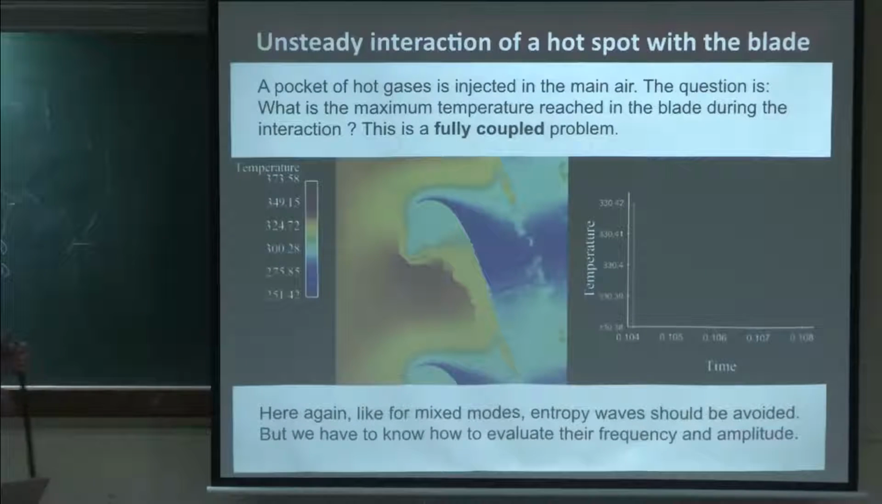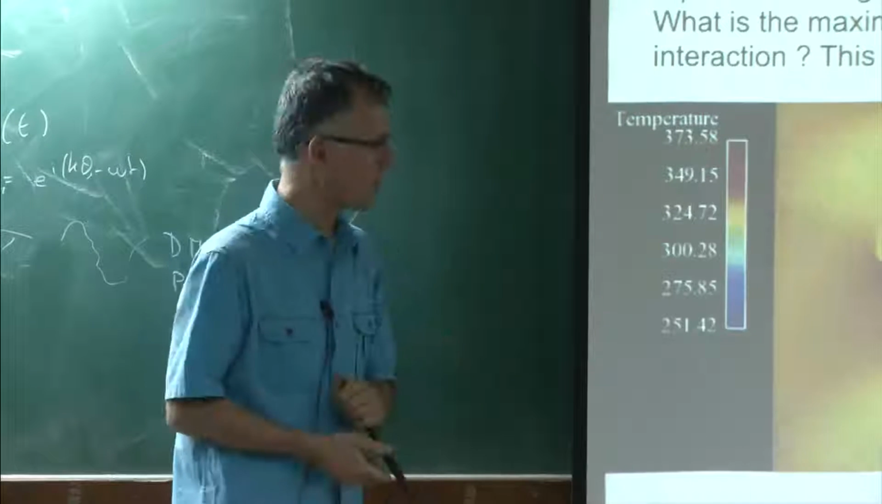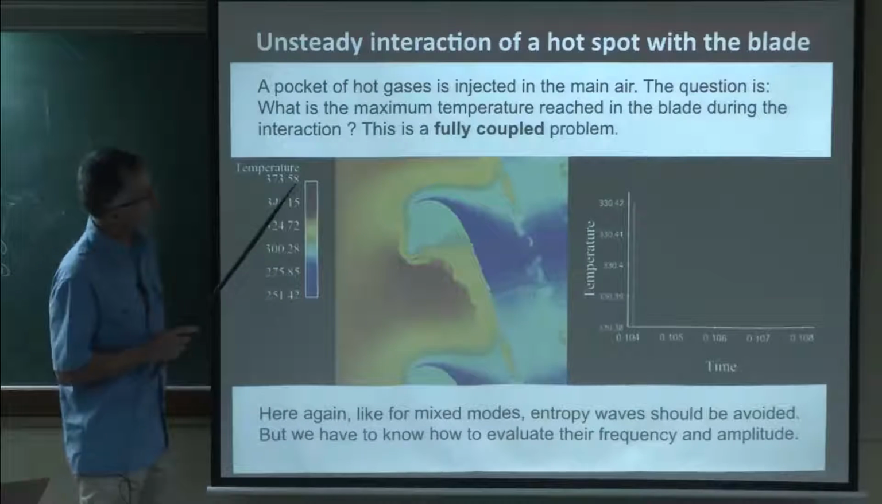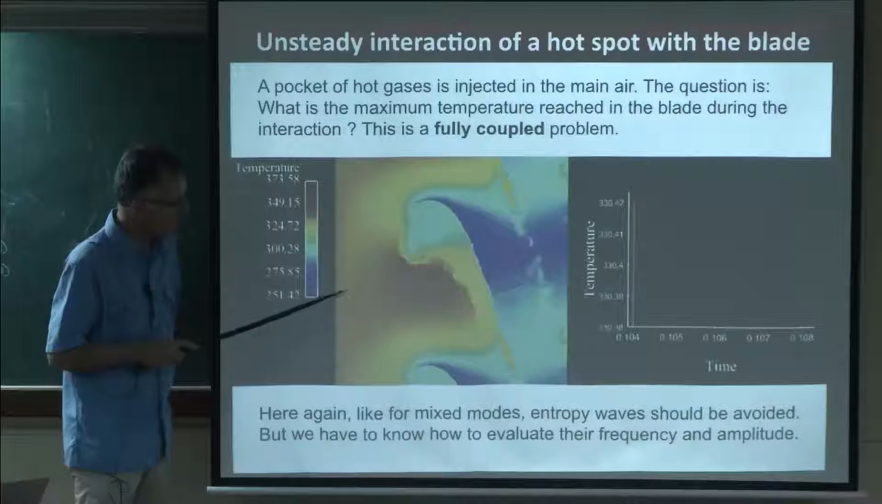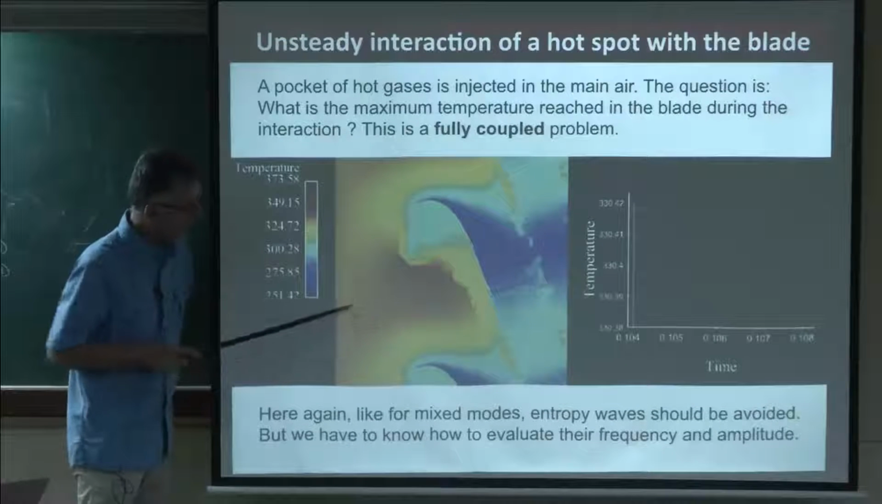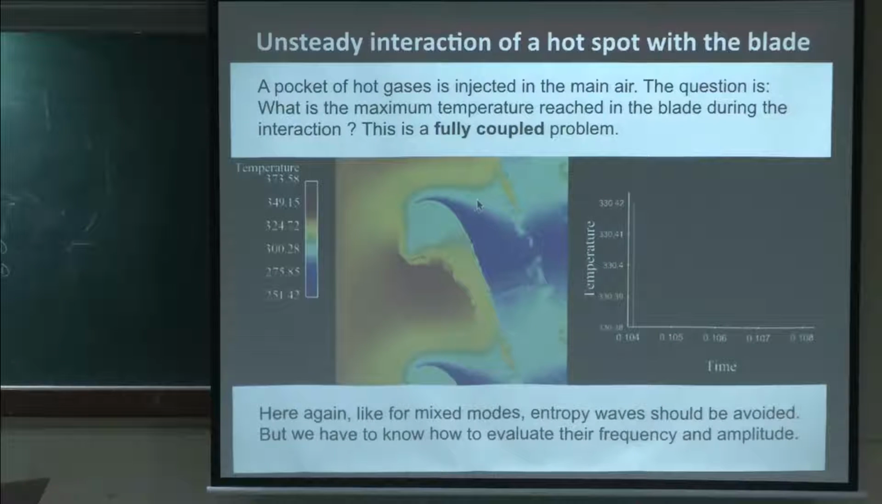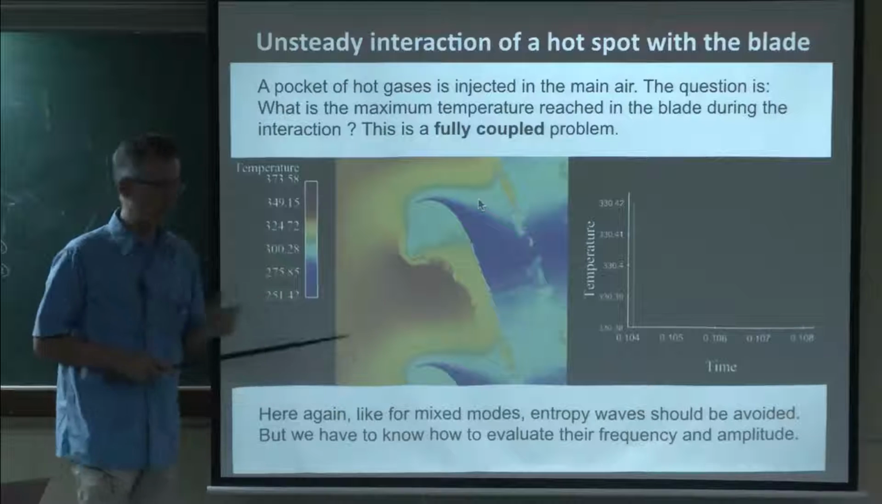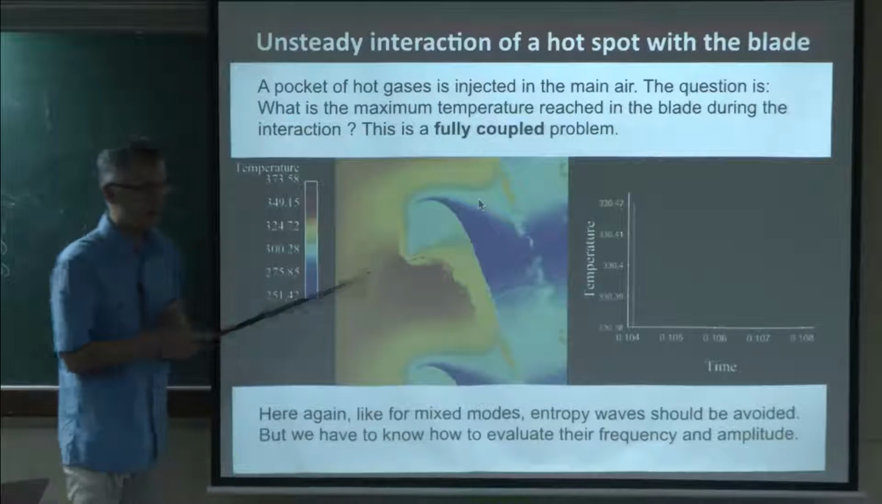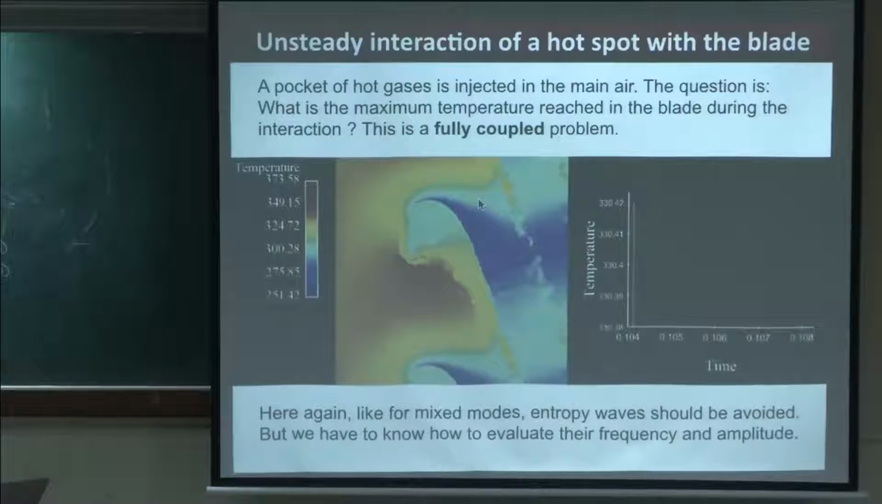Now, let me show you another example also, which is related to entropy waves. We've been talking about entropy waves. An interesting question now on a case like this is what's happening if a hot spot interacts with this blade? What's going to occur exactly? And this is now a fully coupled problem. We're going to solve it in time by solving the temperature and the flow at the same time.